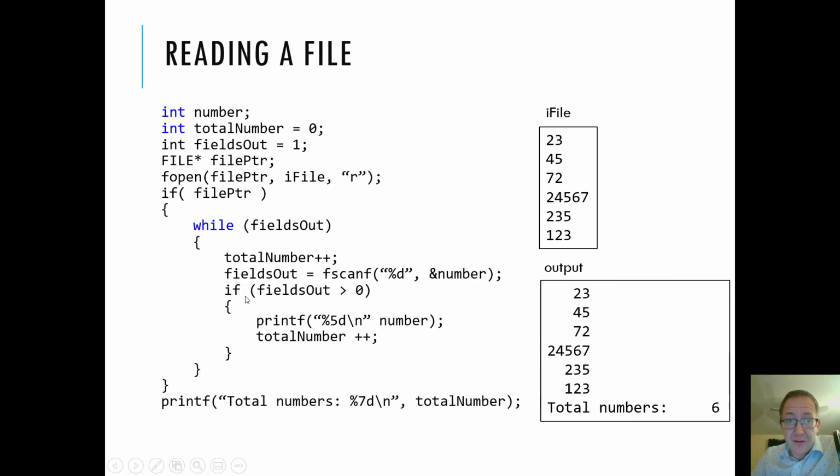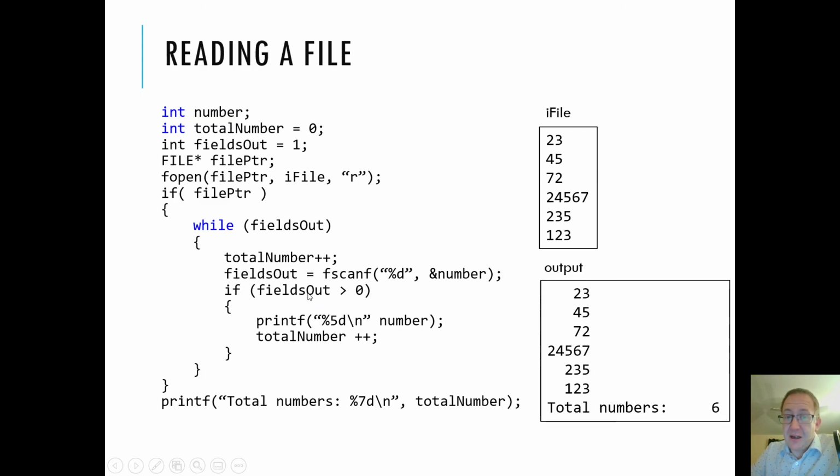But what I should have here is, if fields out is greater than 0, so it's not equal to 0, then yes, this should be the number of fields it reads in, or the number of numbers it reads in. It'll always be 1. It's not the actual number. It's how many fields it reads in, or how many characters it reads in. In this case, it's always one number, unless there's no more numbers to read, in which case it'll be 0, and it'll stop. This whole loop will stop.